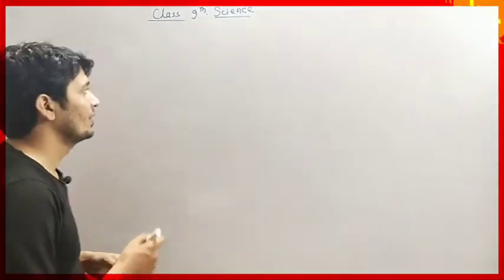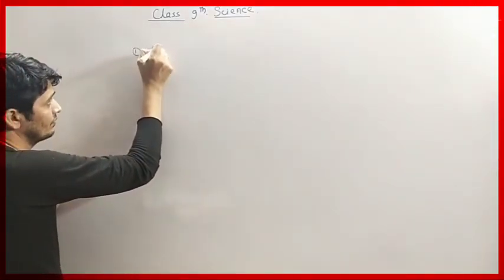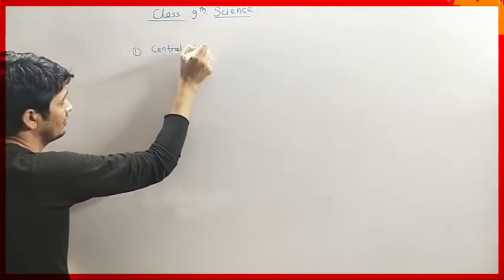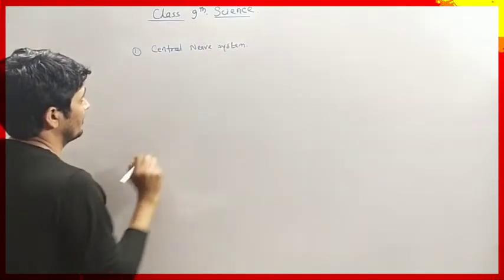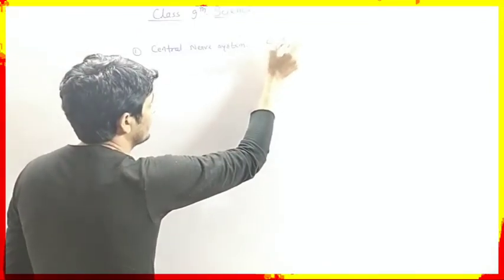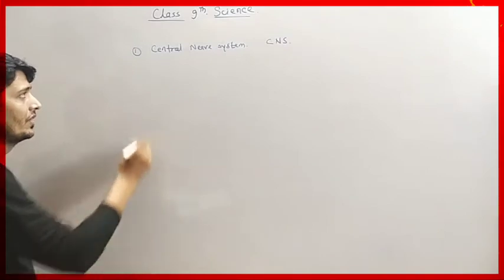So first we have the central nerve system. In short, हम इसको CNS भी कहते हैं. What is CNS? It is central nerve system.